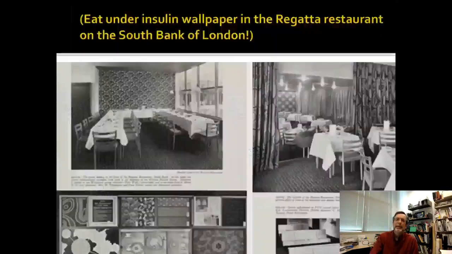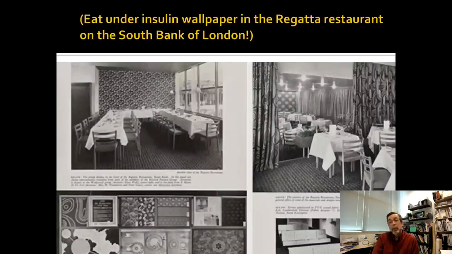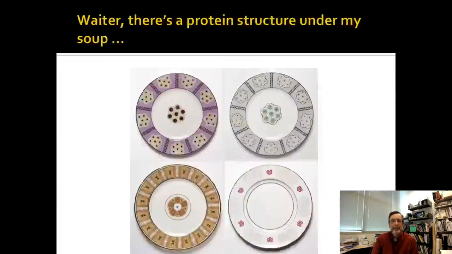I'm really not sure. I do know that at the time, they put the insulin wallpaper up in the restaurant on the South Bank of London. And here's a picture of the dining room, low resolution, but you can sort of see the hexameric pattern in the back. They have curtains that had the pattern, and that was part of the exhibition. You could dine under these protein structures that were turned into art.